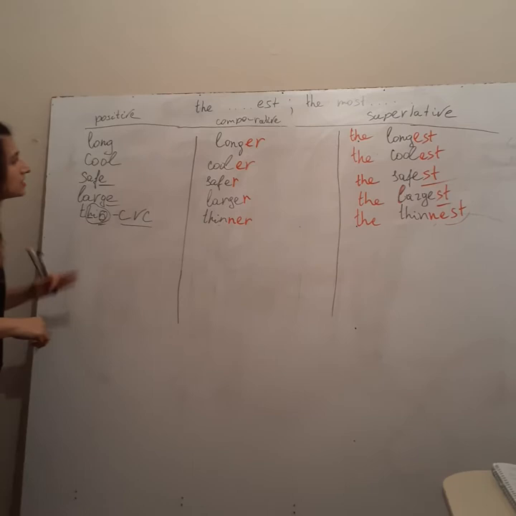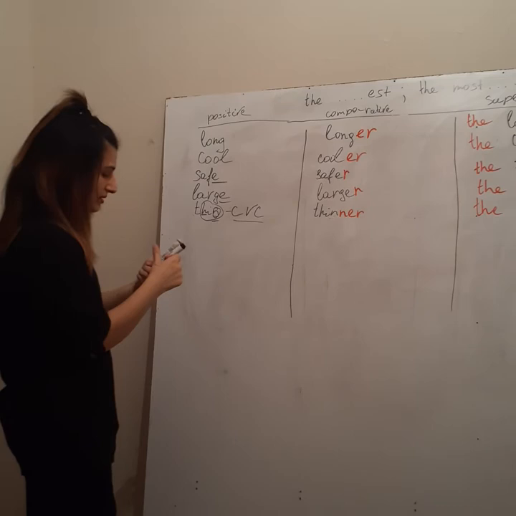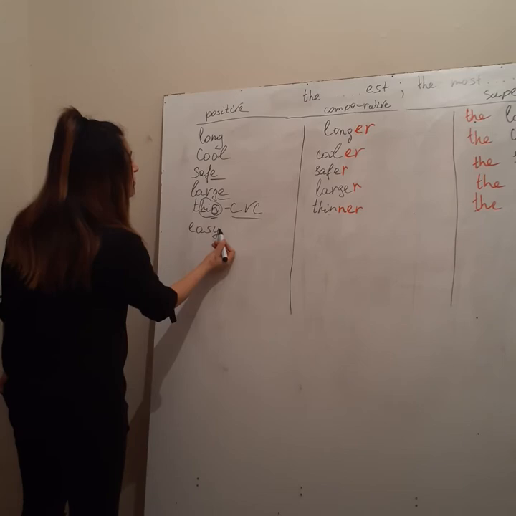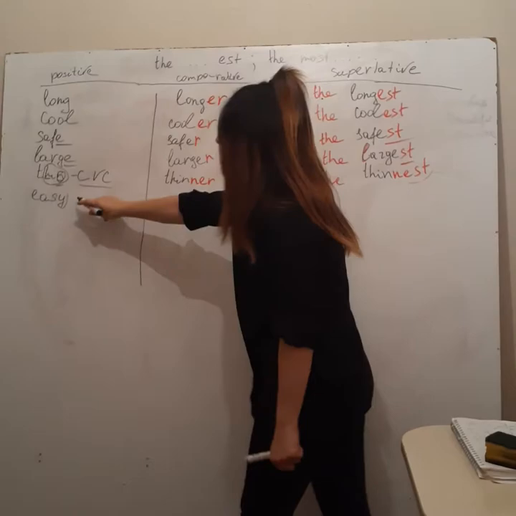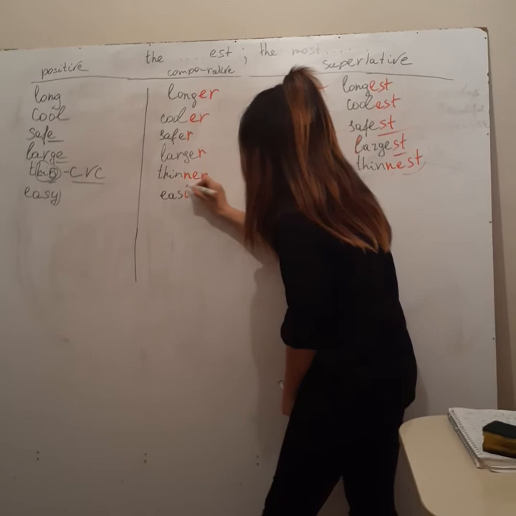Okay, and what can I say? Two syllable adjectives that end in the letter Y. For example, easy. In this situation, we must remove the last Y letter, and instead of Y, we must add something. What must I do? I took away the Y letter, and what must I add here? Can you tell me? I must add the letter I. Easier, yeah? And the easiest.